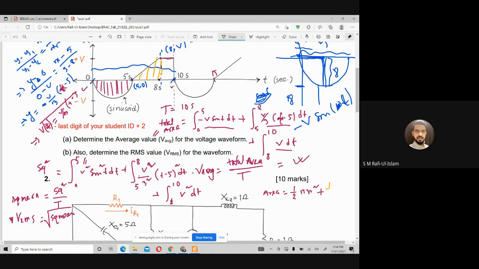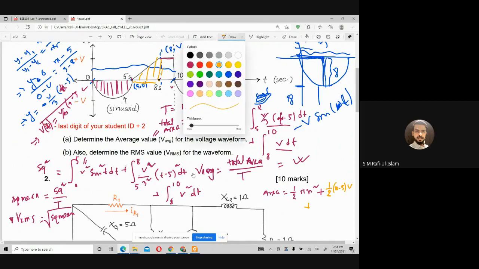So what is the formula for a triangle? Half base times height, right? The base is from this point to this point, so nothing but 8 minus 5. This is the base. Height is 8. The height is actually v. So half times (8 minus 5) times v. This is the area, plus the third one is a rectangle, right?